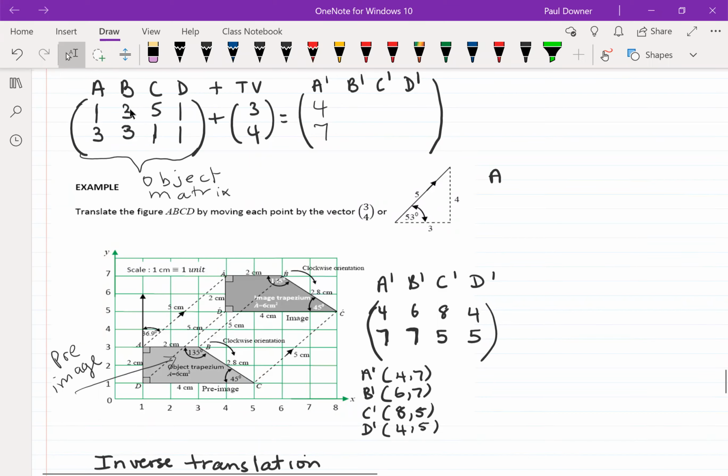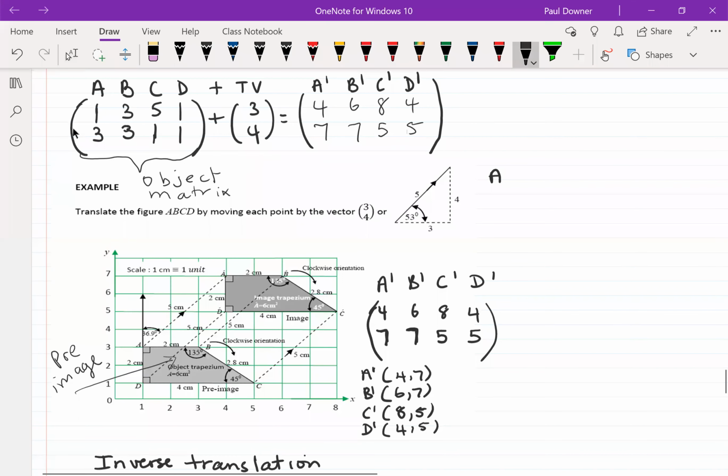Let's do B prime. 3 and 3 will be added to 3 and 4. So 3 here and 3 here will give me 6, right? And 3 and 4 will give me 7. So we have B prime. Let's get C prime. 5 and 3 will give me 8, right? And 1 and 4 will give me 5. So that'll go here. And then finally, 1 and 3 will give me 4, right? And to get D prime now, the next component, 1 and 4 here will give me 5.